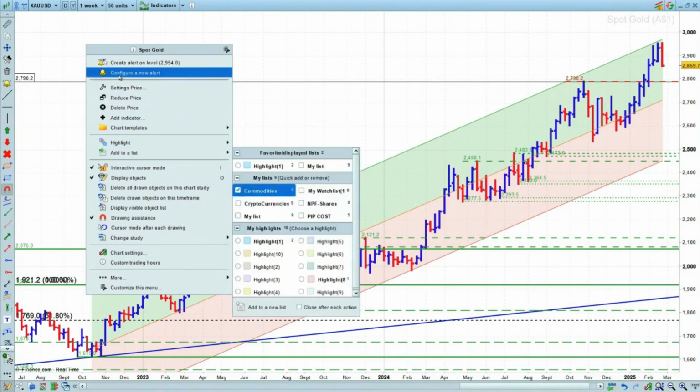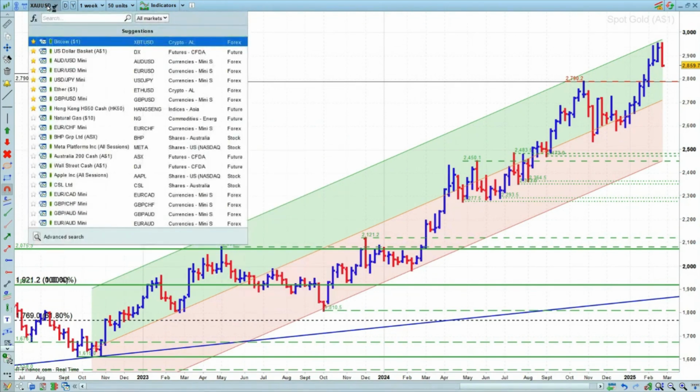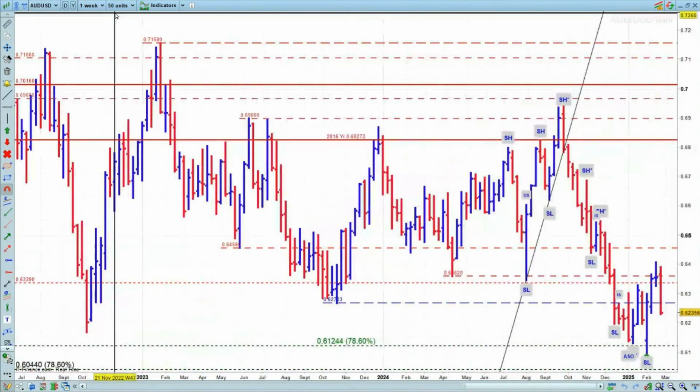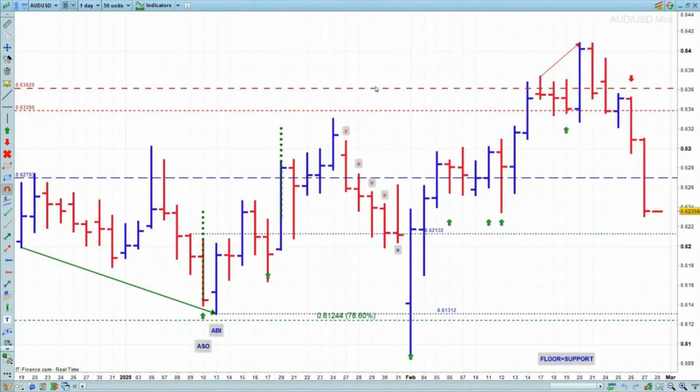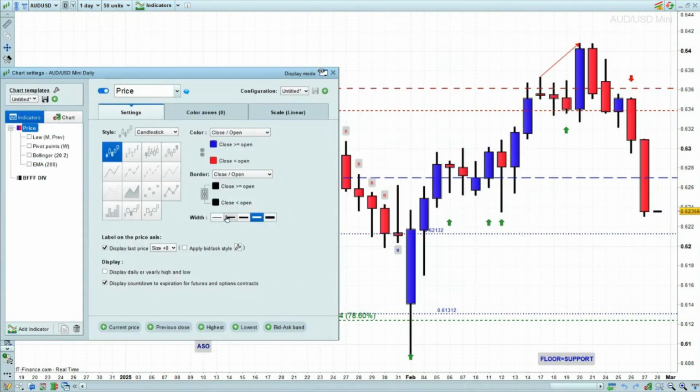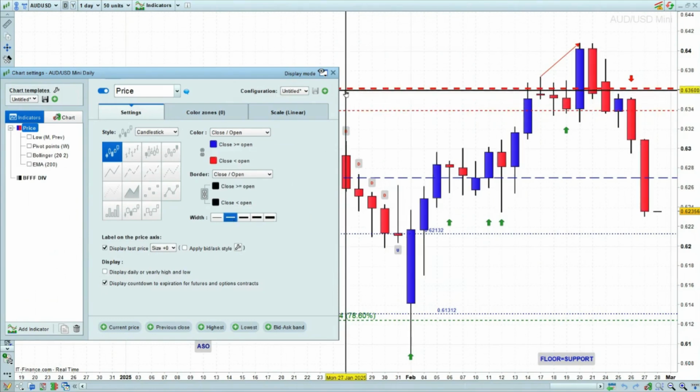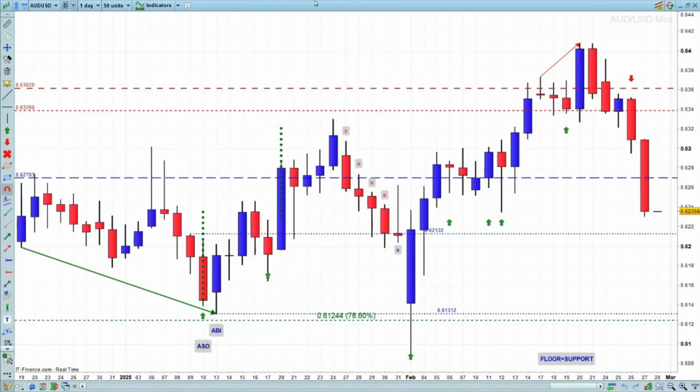So let's go to any chart, for example, AUD/USD in daily, and change this to candlesticks and make the width as 2. So a candlestick, in front of you or anywhere, must be seen with all respect to context. Without context, a candlestick can be absolutely useless. That is why context is so important.